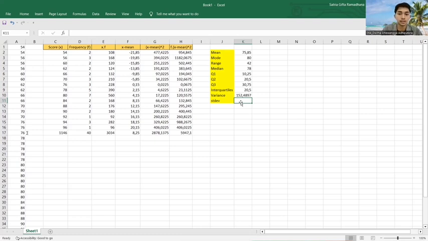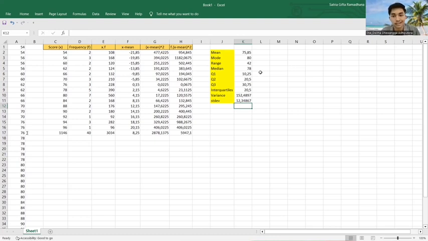Standard deviation is the square root of variance. Just type equal SQRT, double click, and then click the variance and enter. So now we already have the standard deviation.